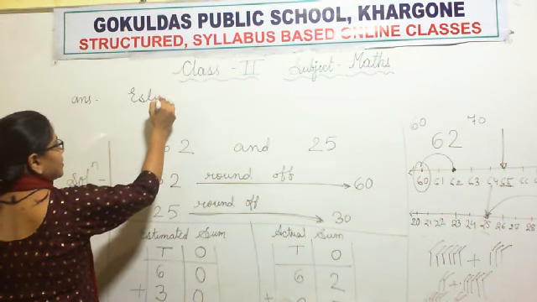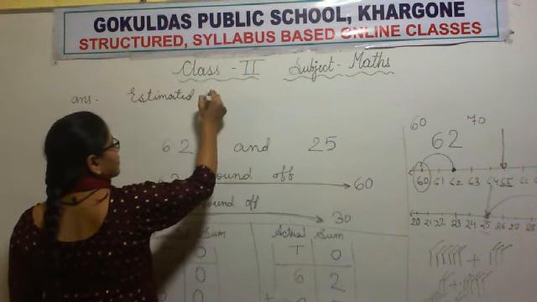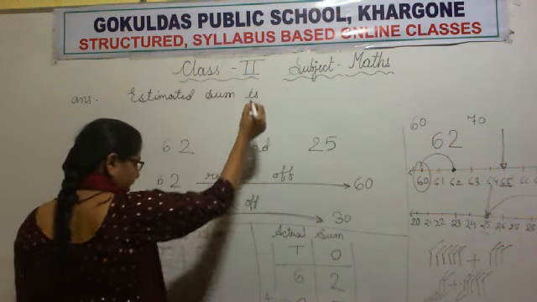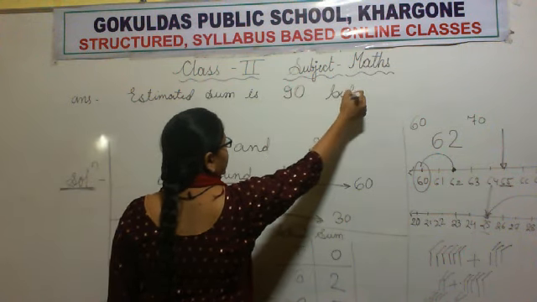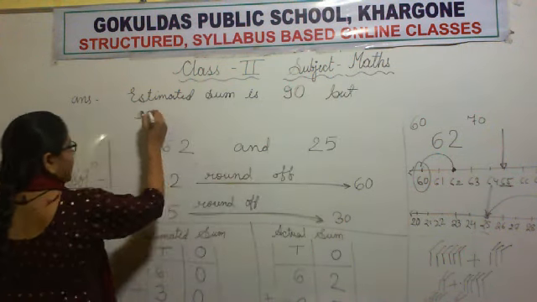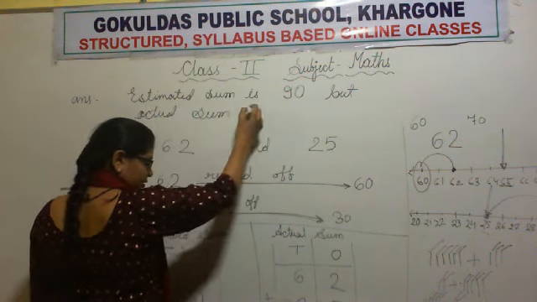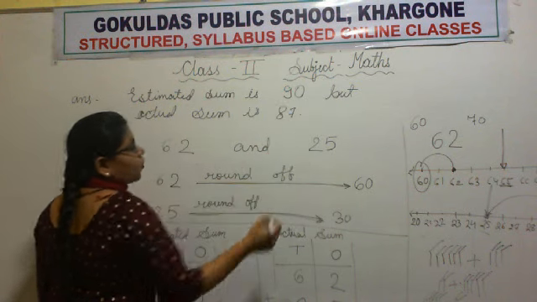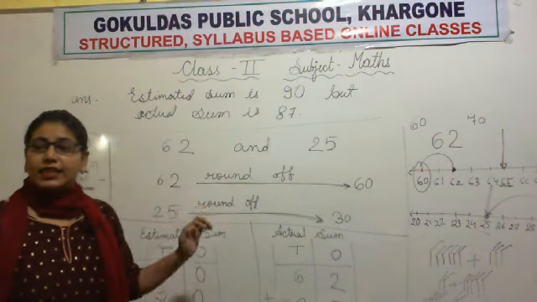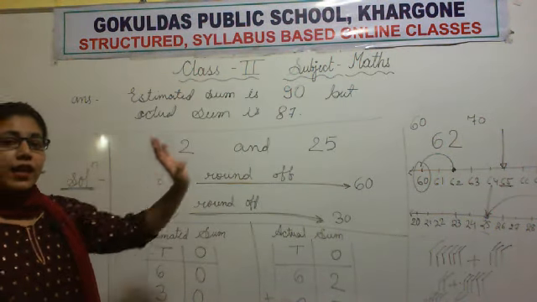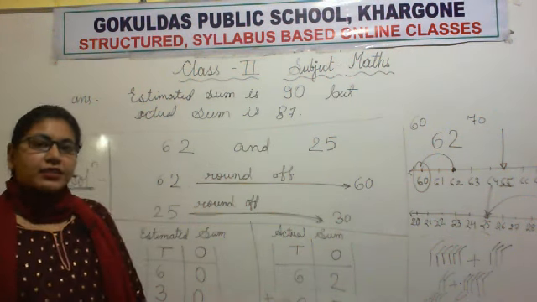Estimated sum is... what is estimated sum? 90. But what is the actual sum? But actual sum is 87. So, this question was for your understanding. You don't need to write this in your classwork copy. This was for learning how to find actual sum and estimated sum.